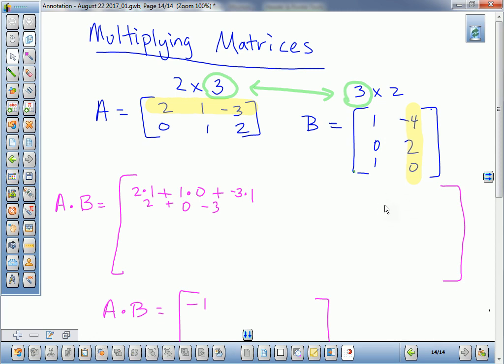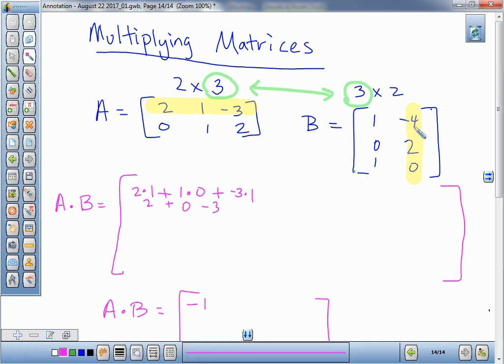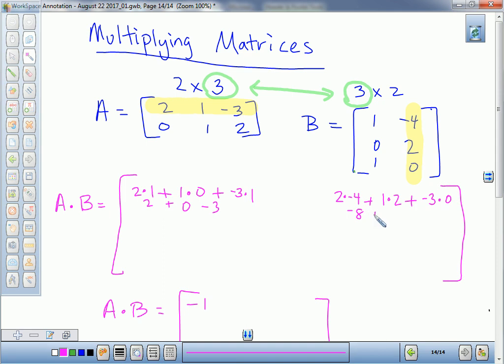And then we repeat the process with the second row. So the 0 gets multiplied times the 1. The 1 gets multiplied times the 0. And the 2 gets multiplied times the 1. And then we do the bottom row times the second column. So we get the 0 times the negative 4 plus the 1 times the 2 plus the 2 times the 0.